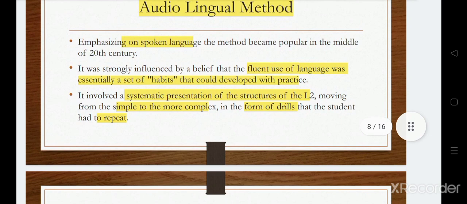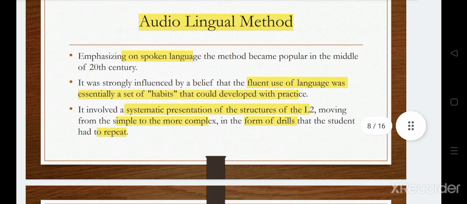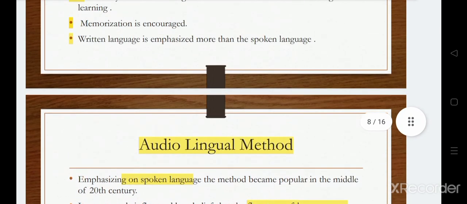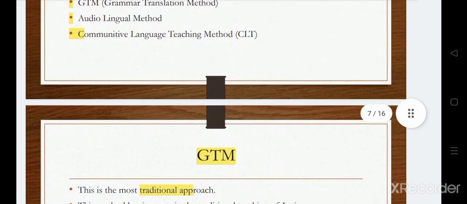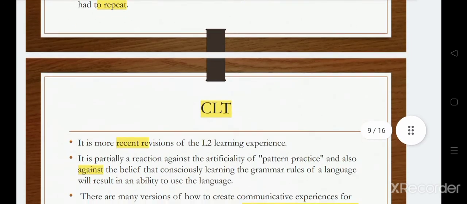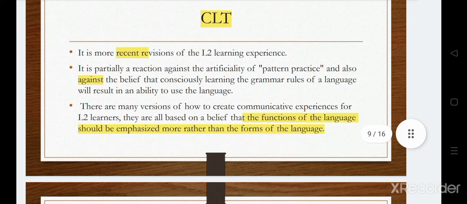So these drills are exercises that the student has to repeat. It is more advanced and influential than the previous method, and now the most advanced method is the CLT, that is communicative language teaching method. It is the most recent one, and it is against the belief that the conscious learning of the grammar rules of language will result in ability to use language.